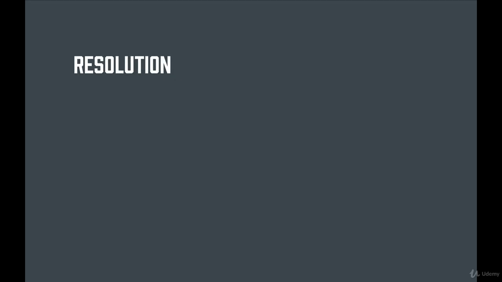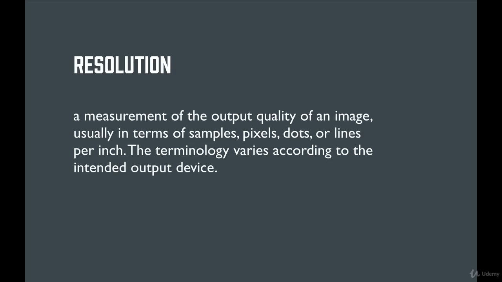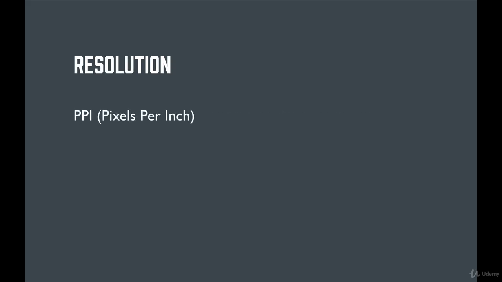This is a term you're going to use universally no matter what application you're using, so it's important that we get this before we get too far down the road. So resolution, it's a measurement of the output quality of an image. Usually it's in terms of samples, pixels, dots, or lines per inch. The terminology varies depending on the intended output device. So for example, if we were going to talk about screen resolution, we talk about PPI, or pixels per inch. If we're going to talk about print, in this case our poster, it would be DPI, or dots per inch, basically dots of color, dots of ink on the page. So for every inch, how many dots are there? So in this case, 300 dots for every inch on our paper.